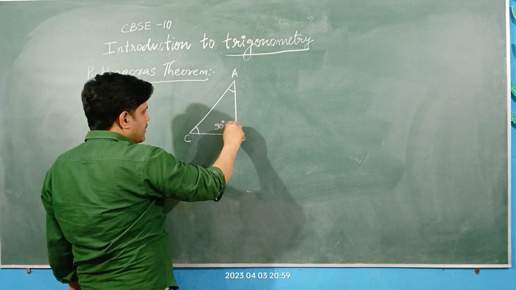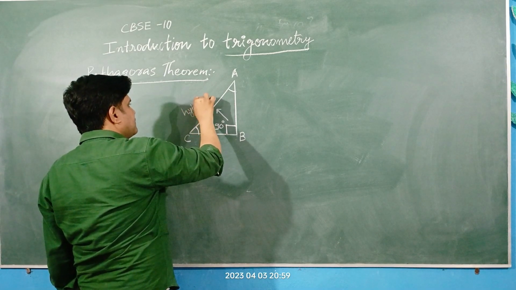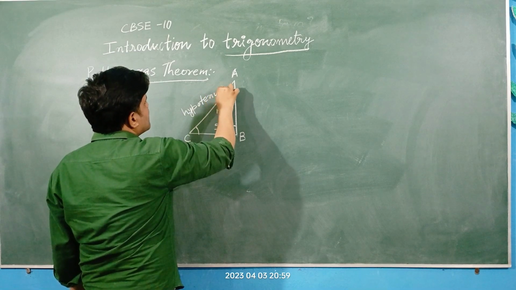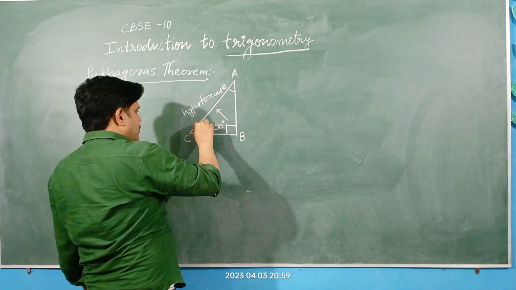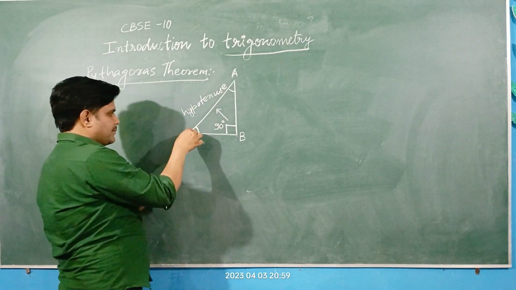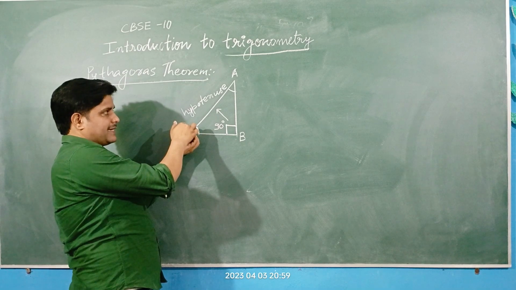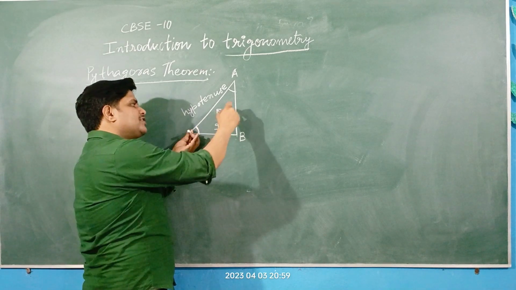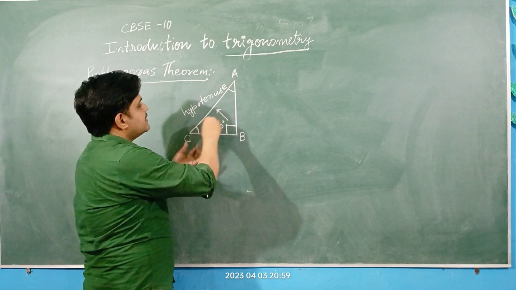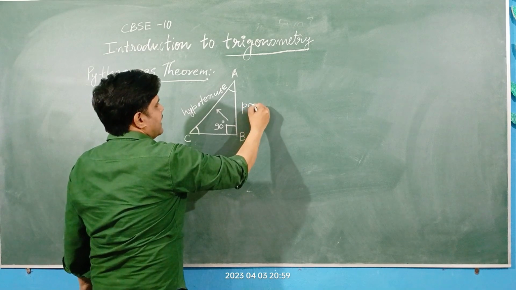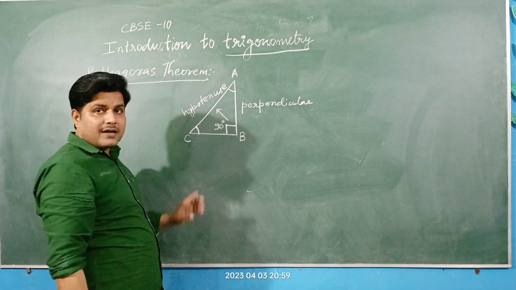See, it's 90 degrees. So the side opposite to the angle 90 degrees is named as hypotenuse. Okay. Now there are other two sides. If we are observing this triangle from the point C, then the side opposite to my point of observation, suppose I keep my eye at C, in that particular problem will be considered as perpendicular. So we will name this as perpendicular.